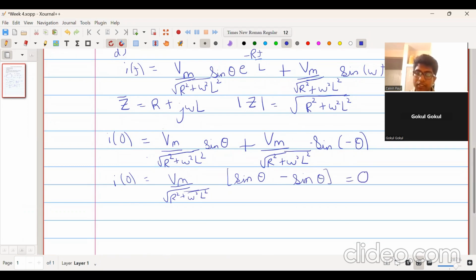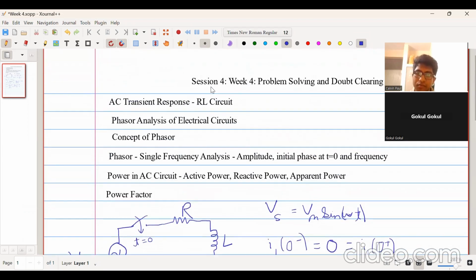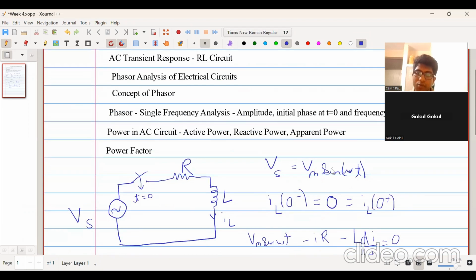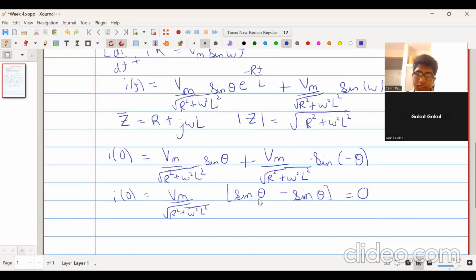So in this equation we have proved that at time t equal to 0 the current through the inductor is 0, and that satisfies the initial condition which we said over here, that IL0 minus equal to 0 equal to IL0 plus.